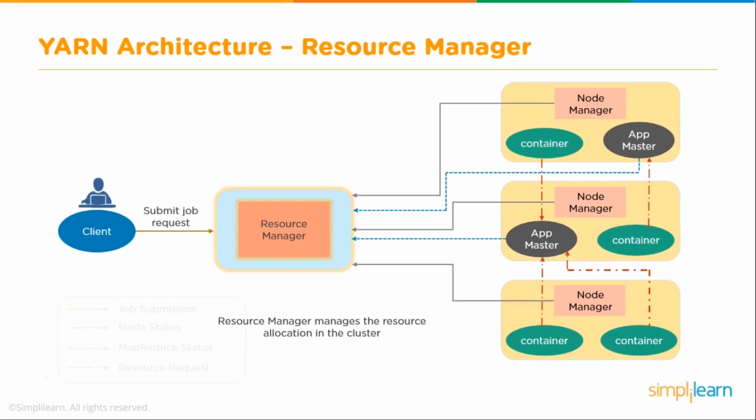In Hadoop version 1, the only kind of processing which could be done was MapReduce or processing based on MapReduce. But with Yarn, you can do graph kind of processing, you can do massive parallel processing, you can do other kinds of processing using this Yarn processing framework. So resource manager basically manages the resource allocation in the cluster.